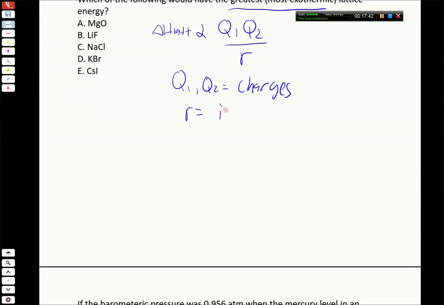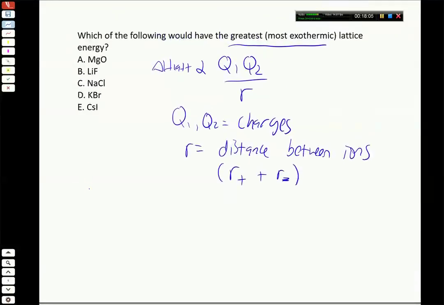R is the distance between the ions, which is governed by the size of those ions. So it's going to be basically the sum of the radii of the positive and negative ions. The larger the ionic radii, the larger the distance; the smaller the ionic radii, the smaller the distance. Now when we're evaluating these types of problems, the first thing we want to look at is charge.